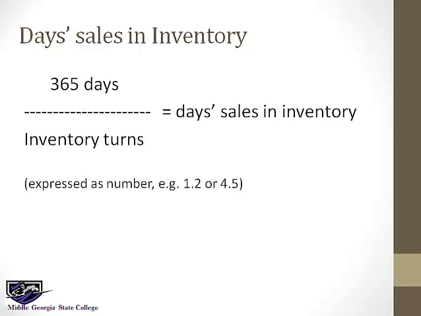We can convert turns to days, which is easier for most people because they understand what a day is, by taking 365 days and dividing it by the inventory turns. This is not a different statistic, and it's not going to give you a different message than inventory turns. It just changes it to a unit of measure that's more comfortable and familiar.